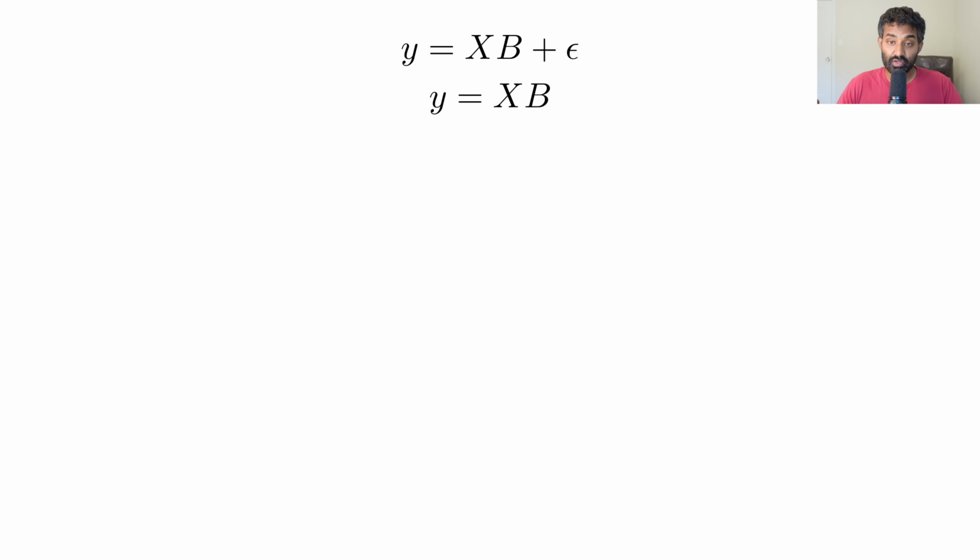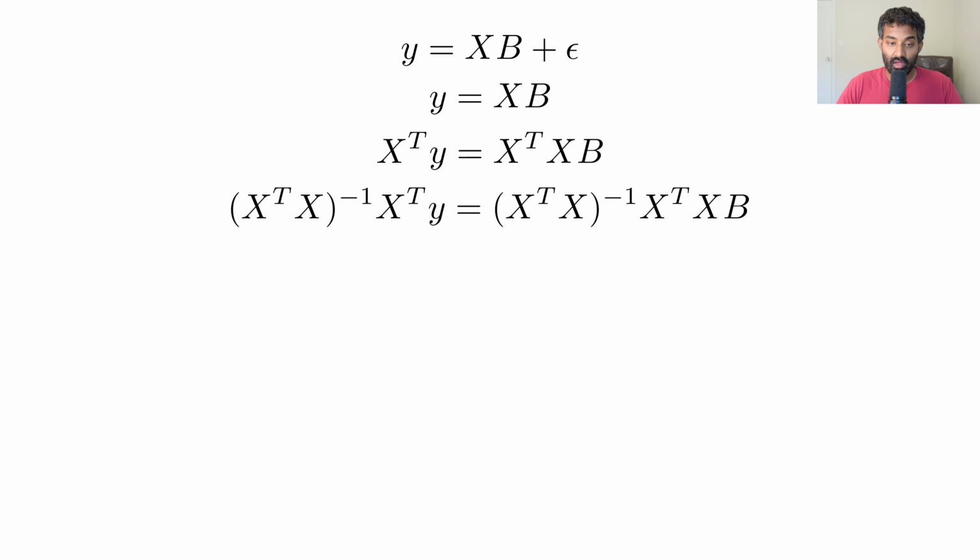But x is not a square matrix, right? X has a different number of rows and columns. So the first thing we do is we multiply x by its transpose. So we multiply both sides by x transpose. And if you'll remember, x transpose times x gives us a square matrix. Then we multiply both sides by the inverse of x transpose times x. And if you'll remember, the inverse of a matrix times that matrix gives you the identity matrix, which is basically treated as just 1. It cancels out.